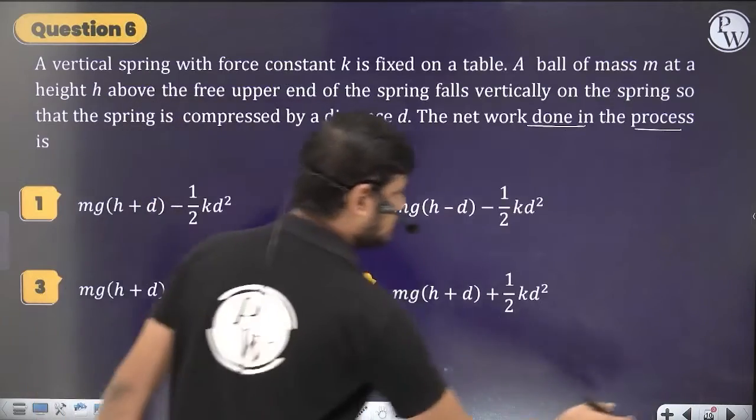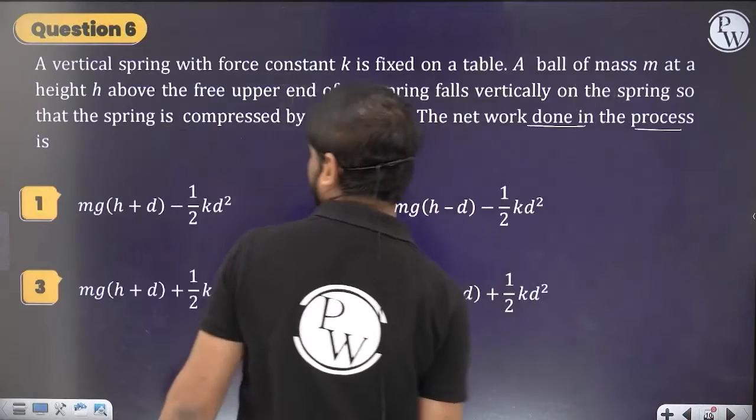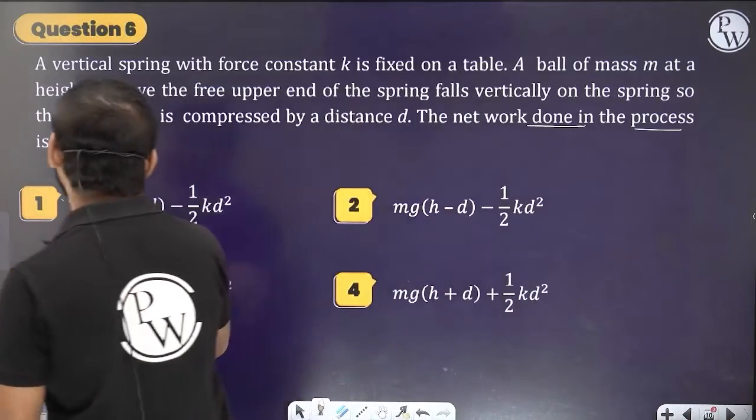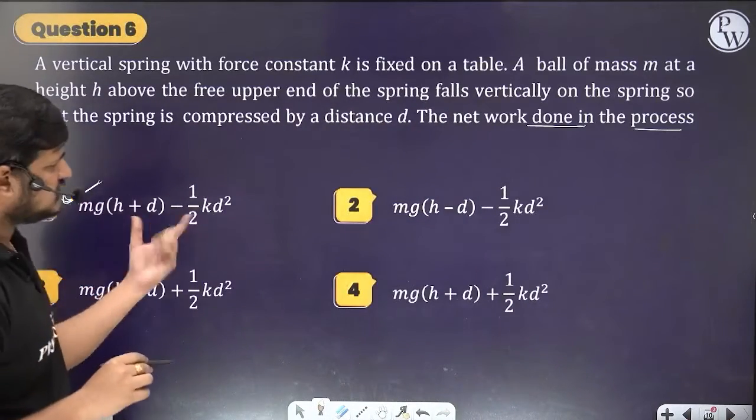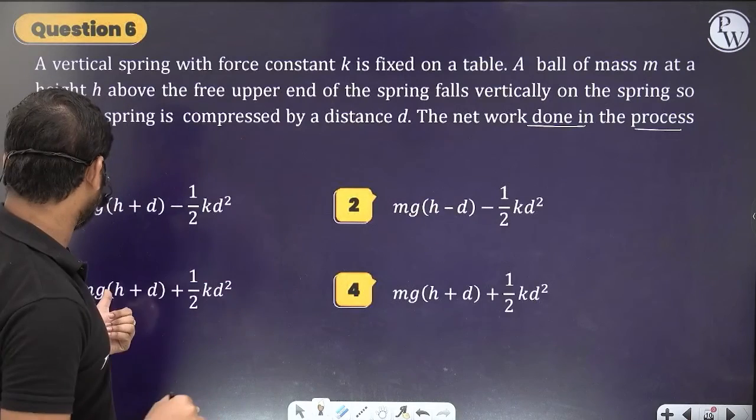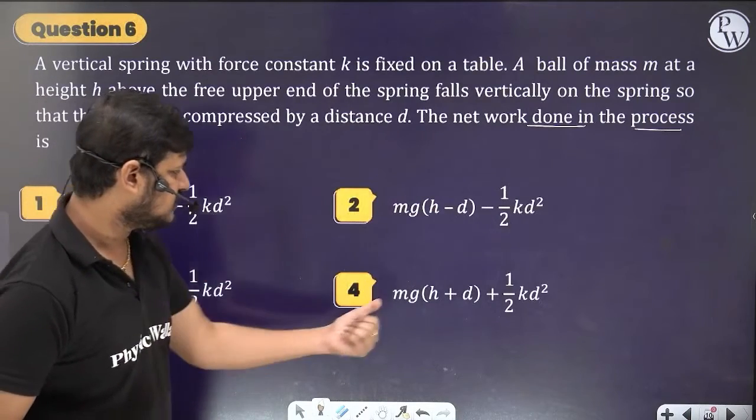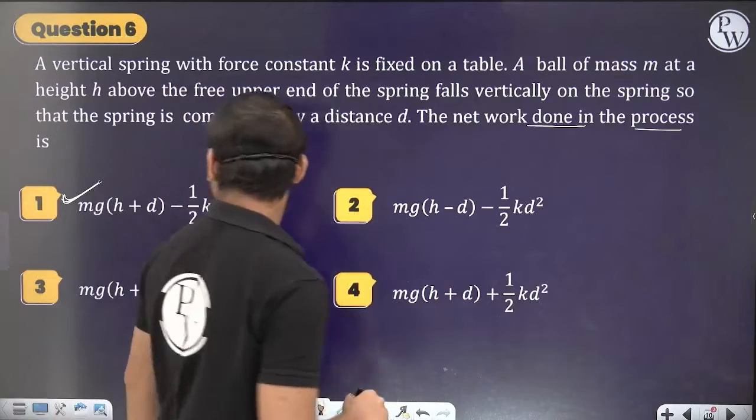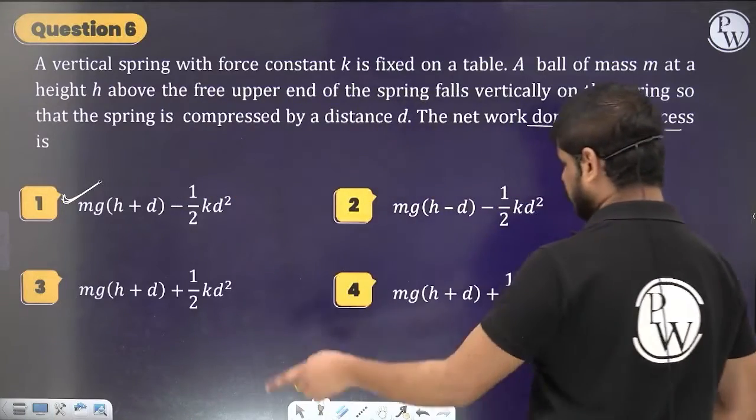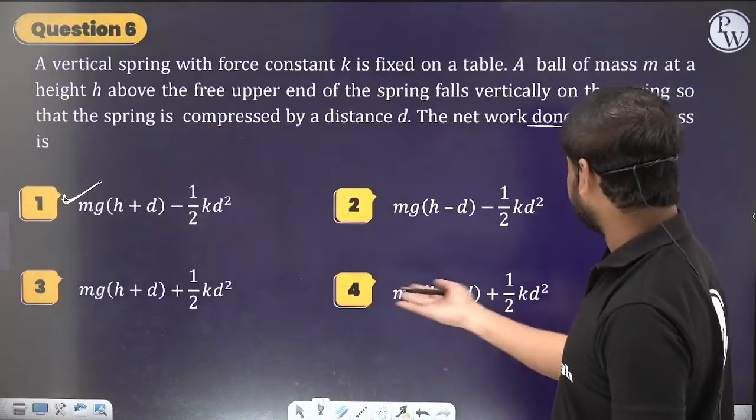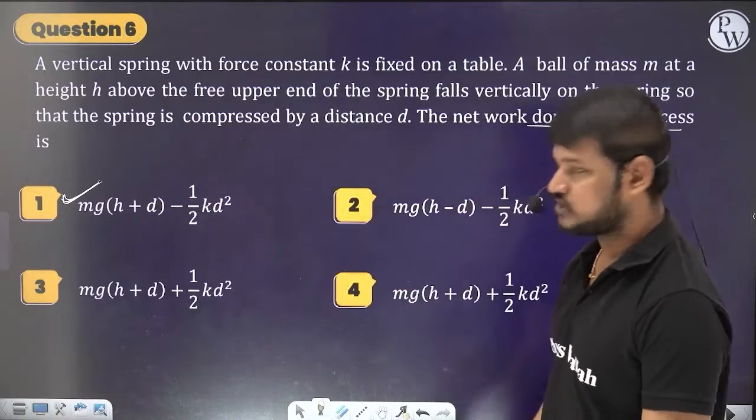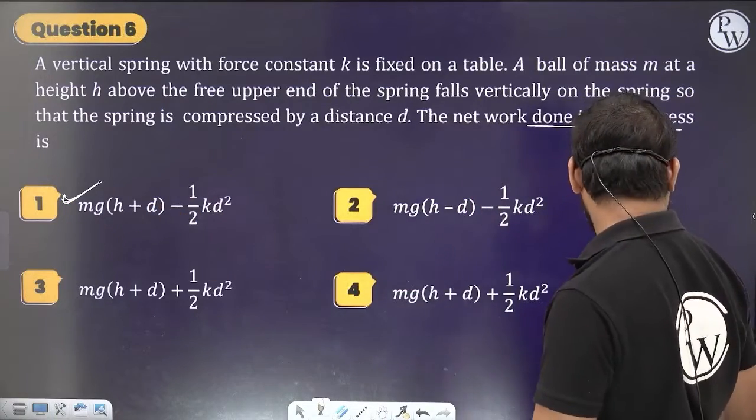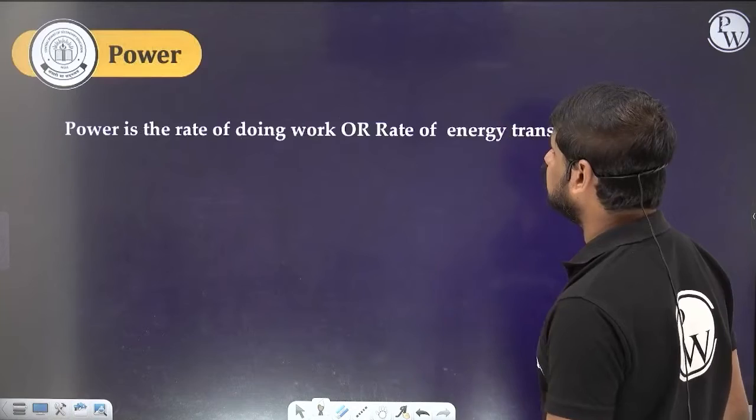mg into h plus d minus half kd square, the first option itself. Here h minus d is there, here h plus d but plus kd square is there. So here h plus d is there and plus half kd square. These two options are given the same, but we already got the correct option in option 1. Clear guys? Chal. So let's move further to the next concept.